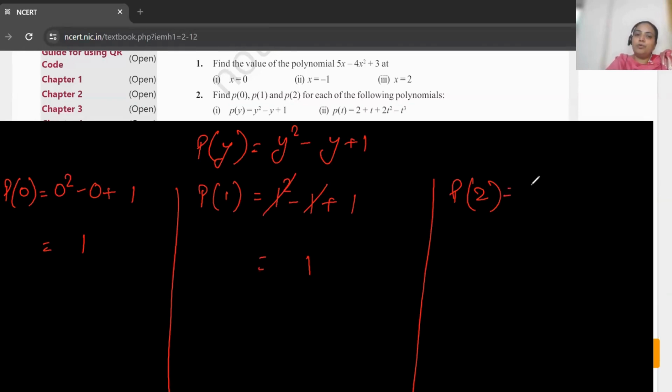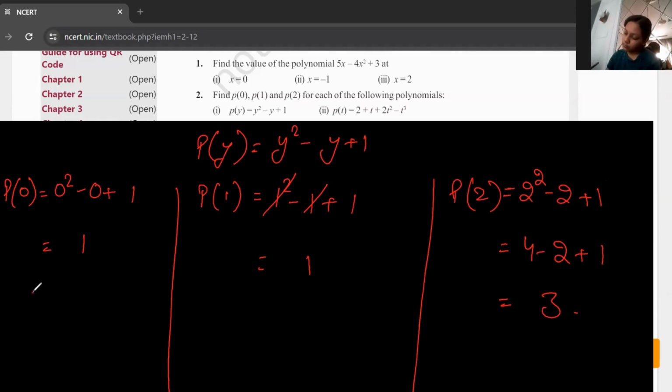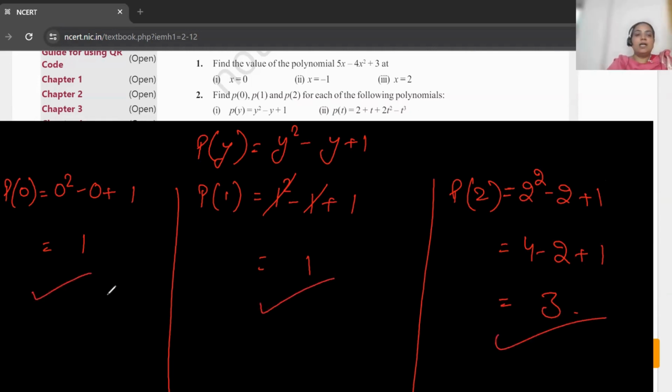For the polynomial at 2, wherever y is written, I'll write 2. So this will be 2 square minus 2 plus 1. So this is 4 minus 2 plus 1. So that is 3. So what are these? These are the values of the polynomial at 0, 1 and 2 respectively. Clear? Yes, that means one part of this question is in fact 3 different parts.